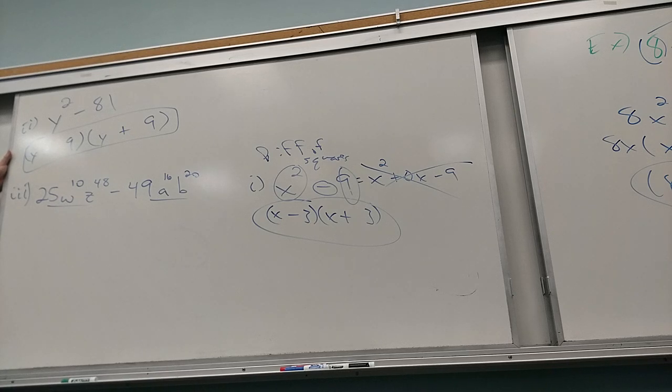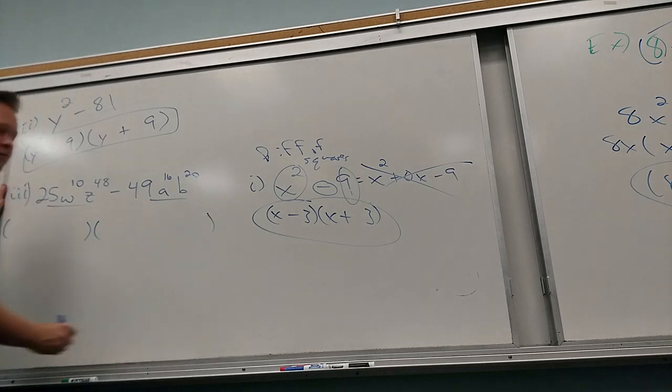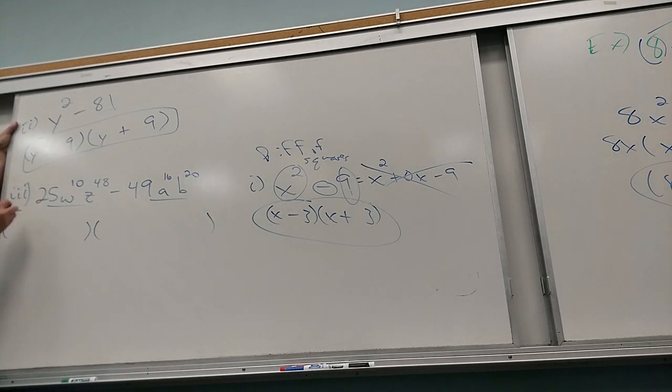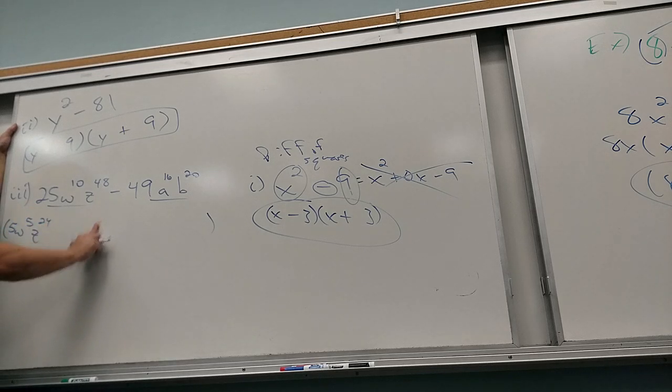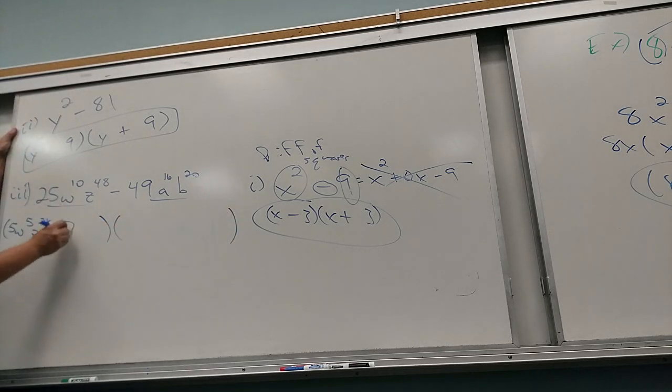I don't care how ugly it looks. It has to be easy. You just cut everything in half. Cut it in half. What do you get? 5w^5. Cut 25 in half, 5. w^10 would be w^5. And then z^24, z^12. Minus, and the other one's going to be a plus.